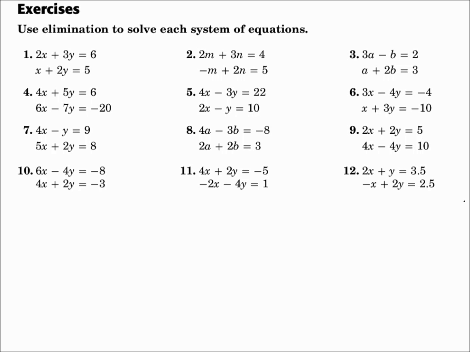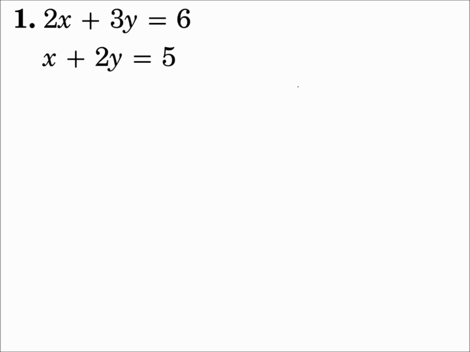Use elimination to solve each system of equations. Number 1. 2x plus 3y equals 6, and x plus 2y equals 5. Everything's lined up, the x's, the y's, the equals, and the constants. Now pick a variable to eliminate.